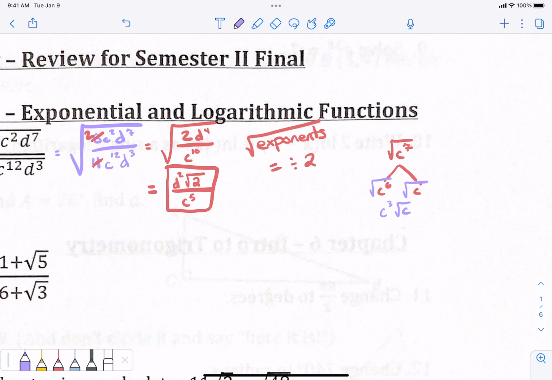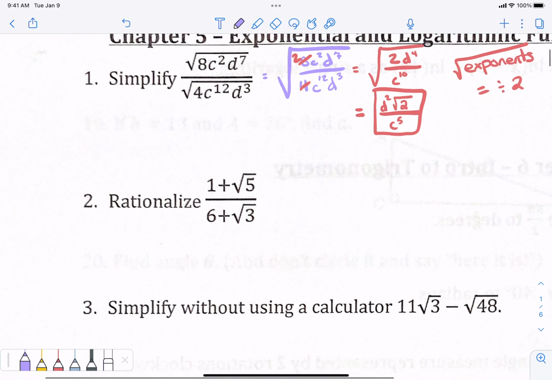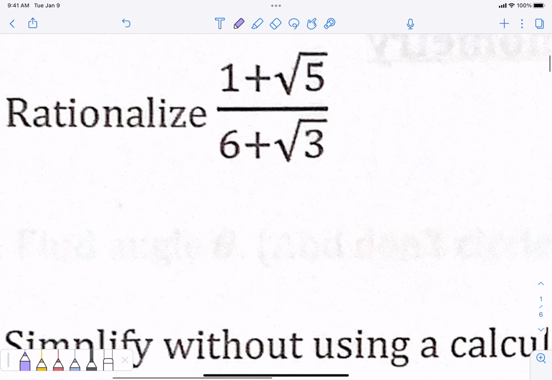Okay? Good? All right, moving on. Okay, here we go. Rationalize. What does rationalize mean? Take the square root out of the bottom. We don't like square roots on the bottom.